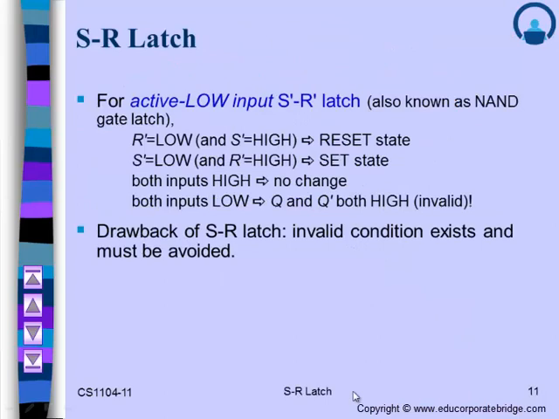Similarly, for the active low input S bar R bar latch, also known as the NAND gate latch: R bar equal to low and S bar equal to high is called the reset state. S bar equal to low and R bar equal to high is called the set state. Both inputs high is called no change. Both inputs low makes Q and Q bar both high, which is invalid. So let's study how the latches work.